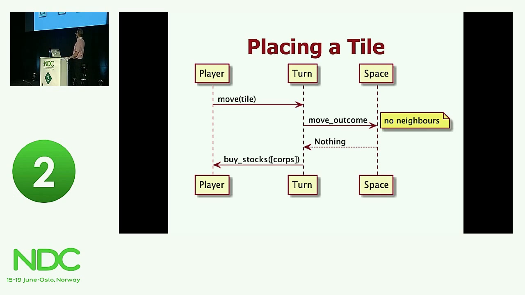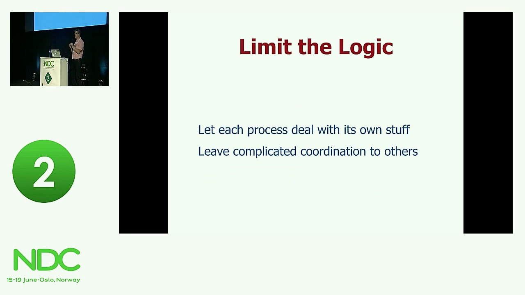And the trick here, with all of these things, is you want to limit the logic in each of the components. You easily go in and say, I'll put everything in the turn and have no logic in the space, or put a lot of logic into the space. That's where you need to tamper with it until you get the right feel for where you need to put the logic. But the idea is, each process deals with its own stuff, and as little as possible about the overall thing. Somebody else needs to take the complicated decisions, because that means those things dealing with complicated matters will have a lot of little helpers.